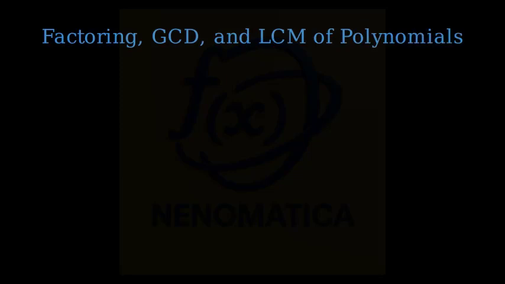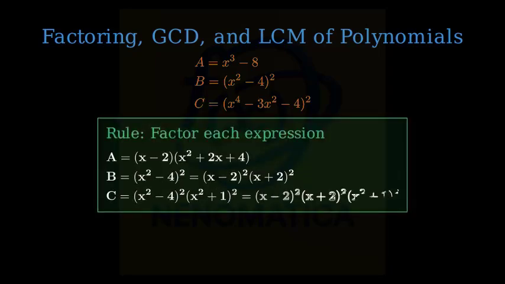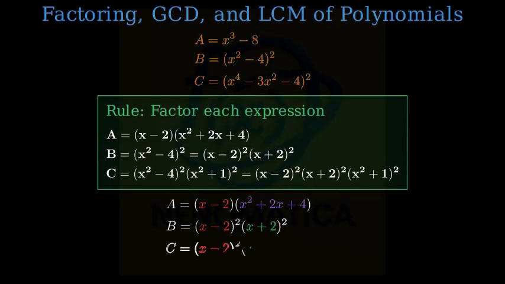In this lesson, we will factor polynomials, then compute the greatest common divisor and the least common multiple, exactly following a clear step-by-step structure. First set of expressions. We will start by writing the 3 expressions A, B, and C. Next, we will apply the rule: factor each expression. Step 1. Factor each expression. We write the fully factored forms of A, B, and C.